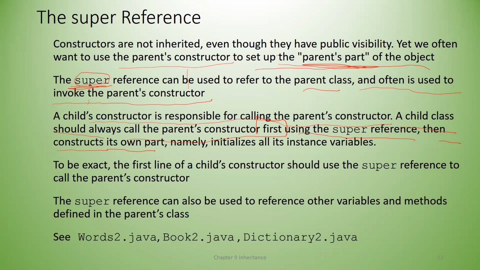So this means as the constructor of a child, you always call the parent's constructor to construct the parent part first, and then do your own thing. Always take care of the parent part first, and then initialize the variables of yourself. To be exact, the first line of the child's constructor should use the super reference to call the parent's constructor. The super reference can also be used to reference other variables and methods defined in the parent class.